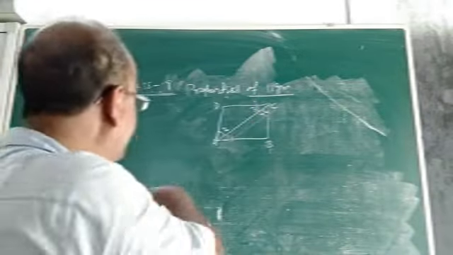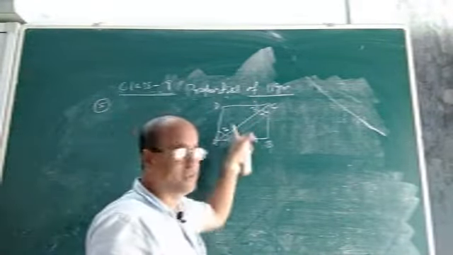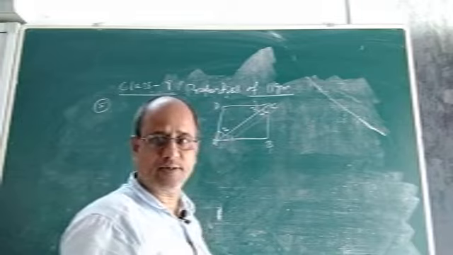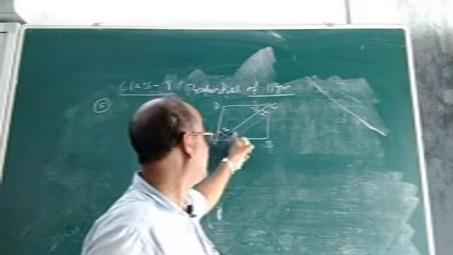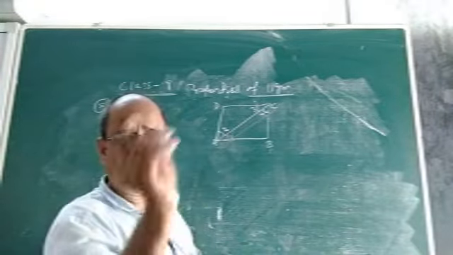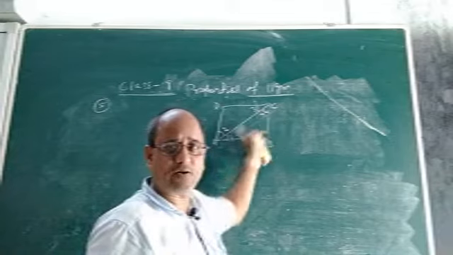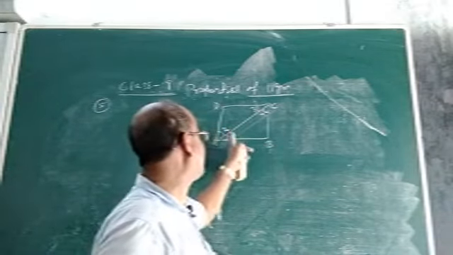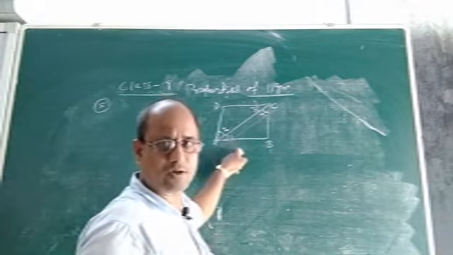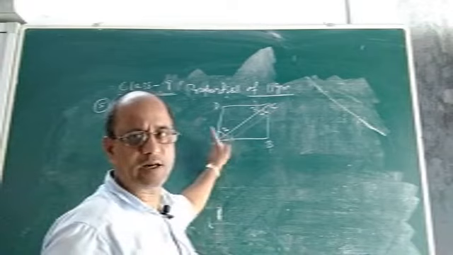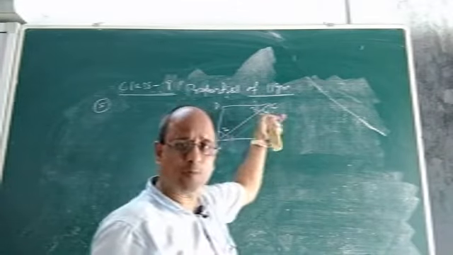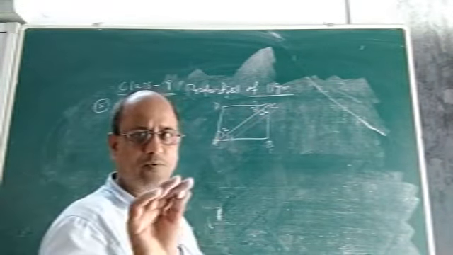Now see what is the next one. Suppose ABCD is a parallelogram and AC is one diagonal. The property is, if one diagonal of a parallelogram bisects one of the angles, what does it mean? Suppose AC bisects one angle, that is angle A. Now if it bisects angle A, you prove that this same diagonal will bisect the opposite angle also, that is angle C. I hope you understood the meaning.